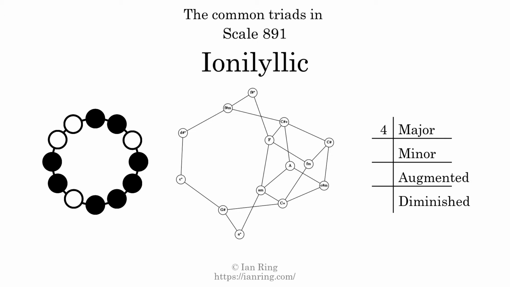There are 4 major triads. There are 4 minor triads. There are 2 augmented triads. There are 4 diminished triads. Here is a Hamiltonian path of parsimonious voice leading that uses all the triads.